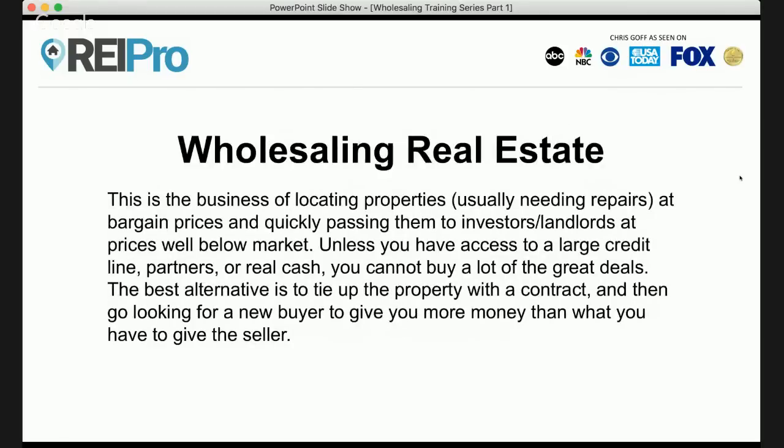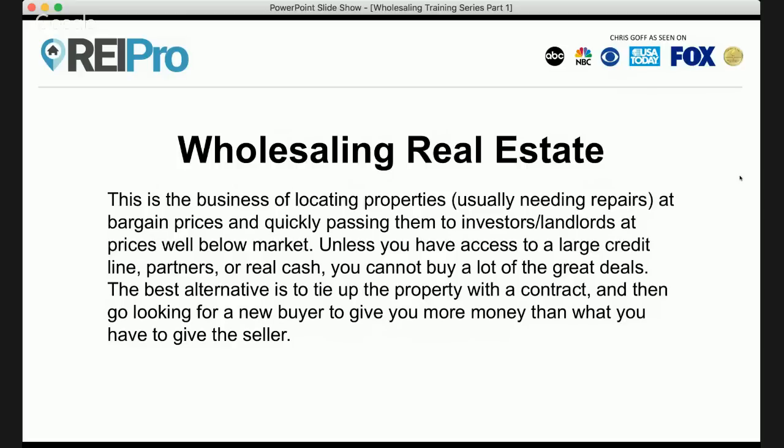So what is the definition? And this is my definition of what wholesaling is. It's about locating properties, usually needing repairs, and I say usually needing repairs because that's when you generally get a better price. At a bargain price, you pass them quickly to investors or landlords at prices well below market, not necessarily what it's worth in its current shape, but what the potential ARV would be worth.